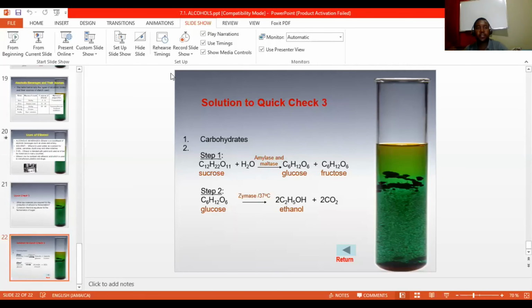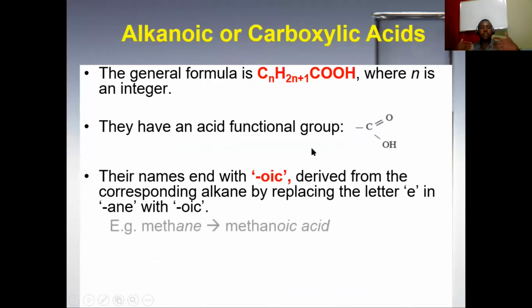All right, so the final thing that we're going to look at today will be the acids. So let's look at carboxylic acid. There's not a lot of things for it, and then that will be it for this lesson. So we know carboxylic acid has a COOH group at the end. All their names end with oic. So if it's methane, then it's methanoic acid, right? So the E is removed and you put an OIC at the end.